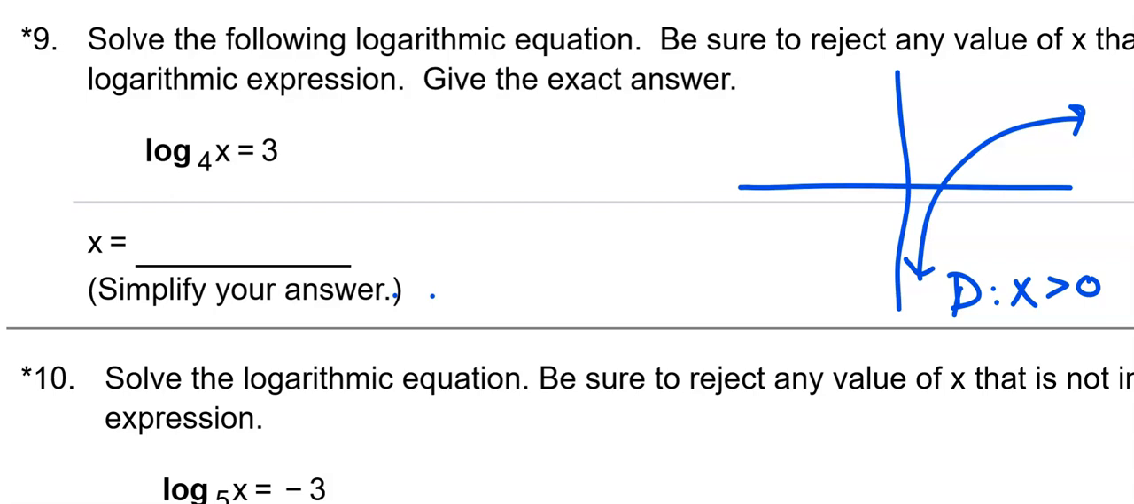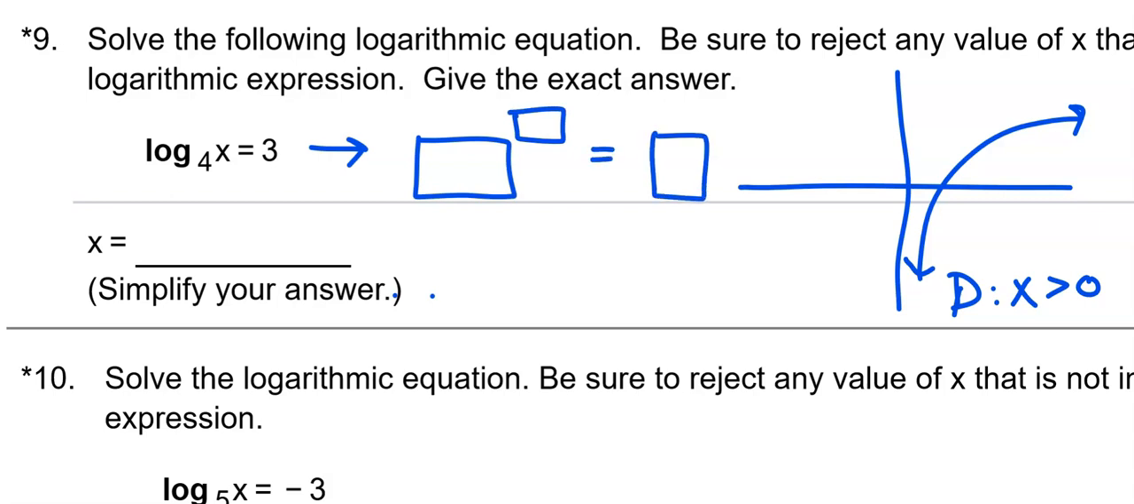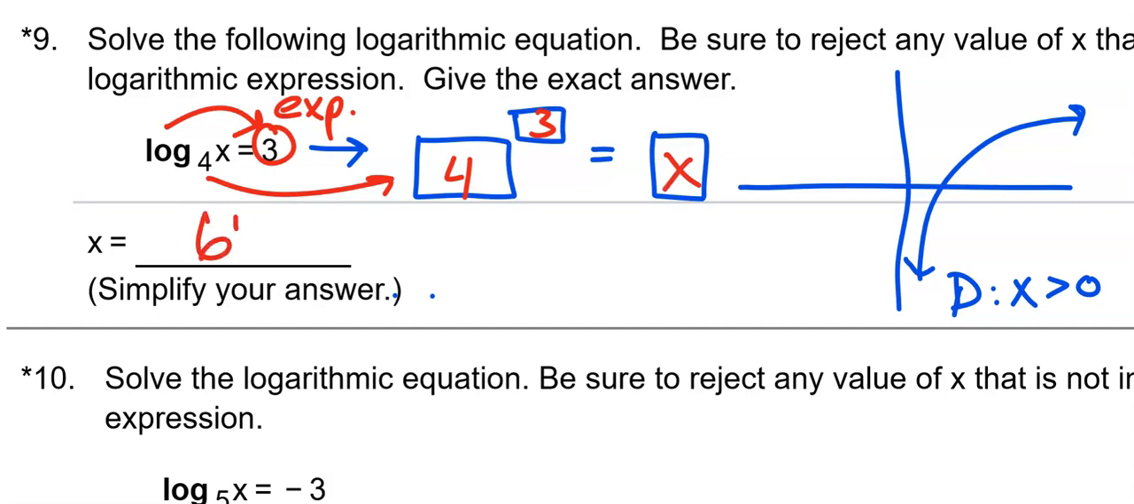This particular equation needs to be changed into its exponential form. Something to the something power equals something. So let's see what we have here. The base is 4. The exponent, well, that's on the other side. That's 3 because logarithm means exponent. And that's equal to the last thing, which is x. 4 to the 3rd is 64, so we're done with that question, right? 64 equals x. That wasn't a very complicated one.